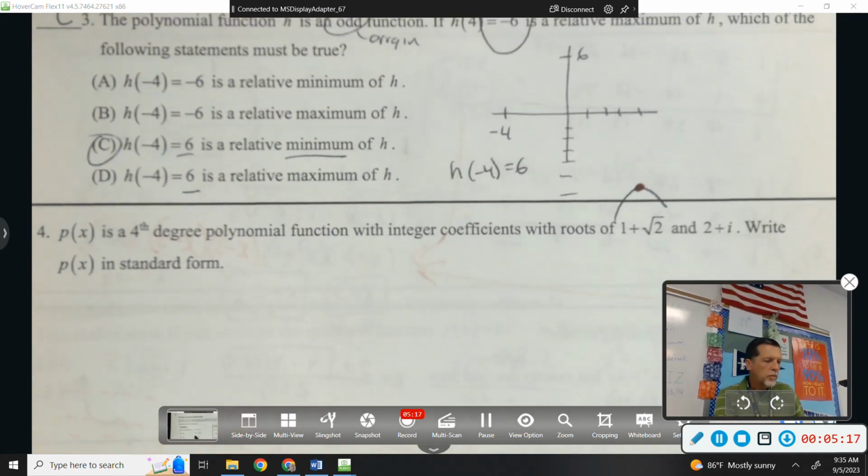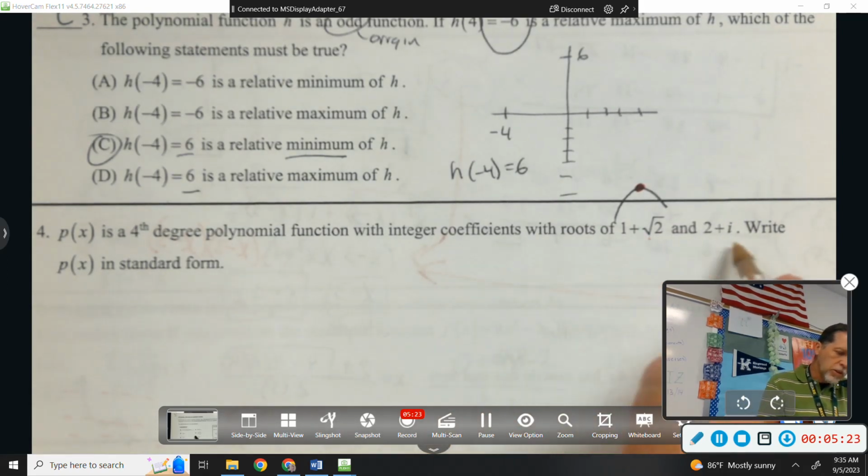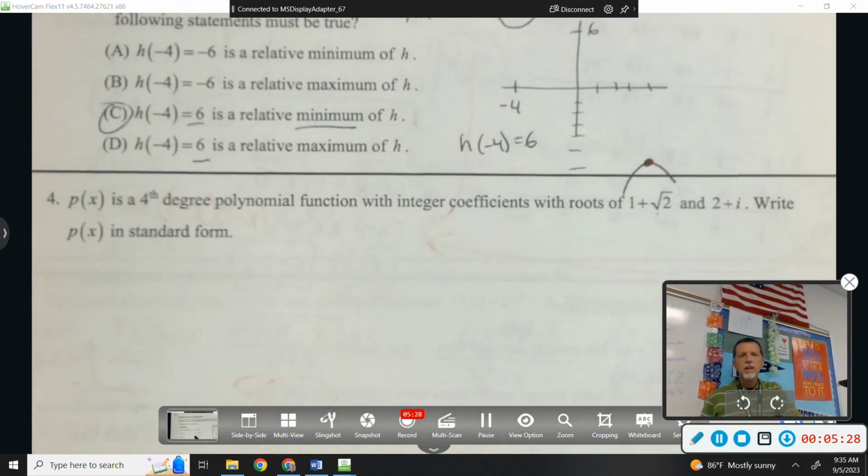Number 4. P of x is a 4th degree polynomial function with integer coefficients and roots 1 plus root 2 and 2 plus i. Write P of x in standard form. 4th degree, 4 answers. I only have 2, sort of. Right? What are my other answers?